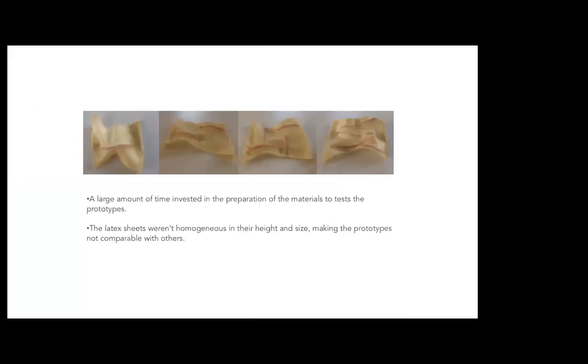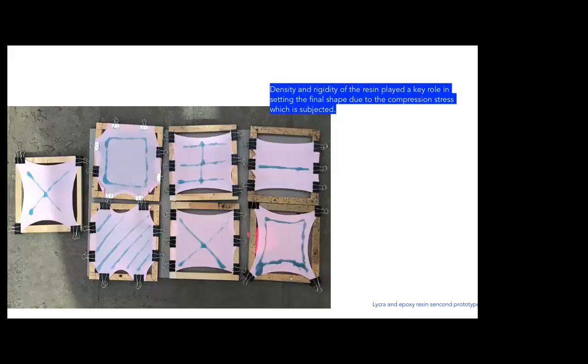By the end of this test, 2 issues stood out. The first, a large amount of time invested in the preparation of the materials to test the prototypes, and second, that the latex sheets weren't homogeneous in their height and size, making the prototypes not comparable with others. In order to have standardized measurements, the former latex sheets were replaced by elastic textiles.